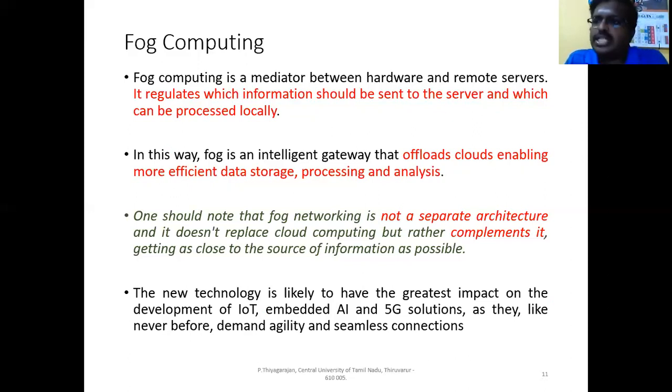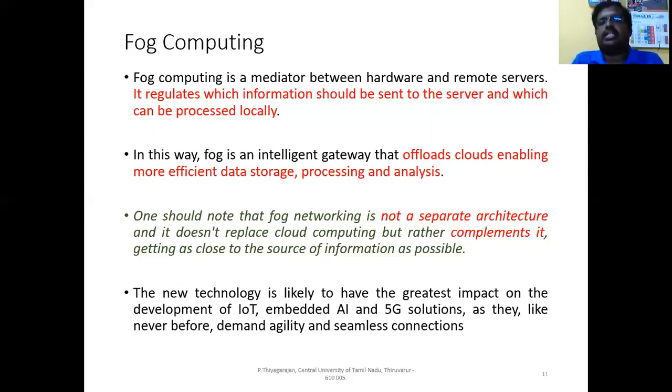If you want to restrict the normal data from being stored in the cloud, unnecessarily occupying space that you have to pay for, you can put a logic in these edge nodes in fog computing, so that the normal data need not be stored in the cloud. Only the abnormal data, even a small variation of the data, can be stored in the cloud.